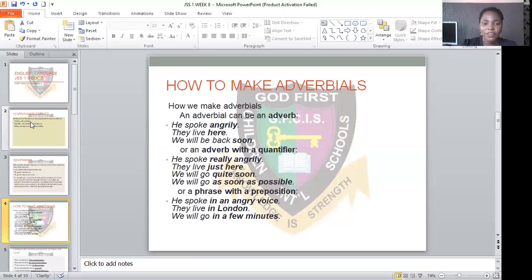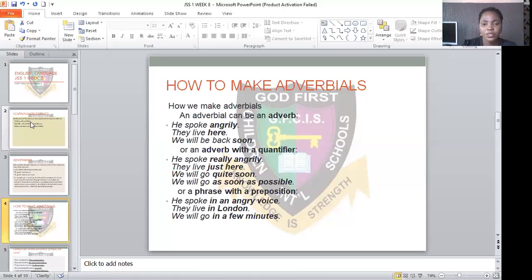Also, an adverbial can be an adverb with a quantifier. He spoke really angrily. In this sentence, really angrily is an adverbial. They just live here. Just here is an adverbial as well. We will go quite soon. Quite soon is also an adverbial. We will go as soon as possible. As soon as possible also acts as an adverbial in this sentence.